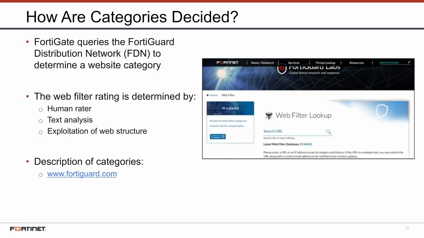Website categories are determined by both automatic and human methods. The FortiGuard team has automatic web crawlers that look at various aspects of the website in order to come up with a rating. There are also people who examine websites and look into rating requests to determine categories. To review the complete list of categories and subcategories, go to www.fortiguard.com.